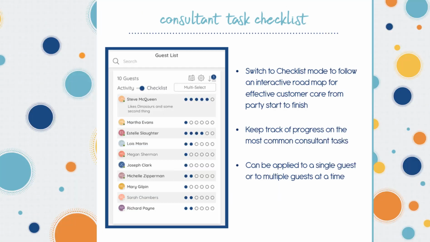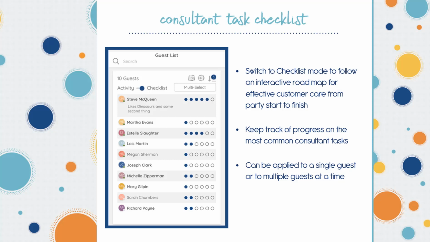But this is a big one, and I am really excited about this one. So this is the consultant task checklist. So you can see we have a toggle. I was on activity view, and I've tapped and switched it to checklist view. So in the checklist view, you are going to be able to follow an interactive roadmap, if you will, for customer care, basically from start to finish, of some of the most common consultant tasks, which I'll show you in a second. So you're able to actually keep track of progress.